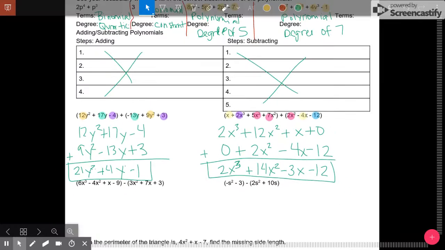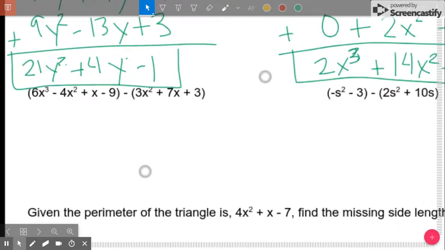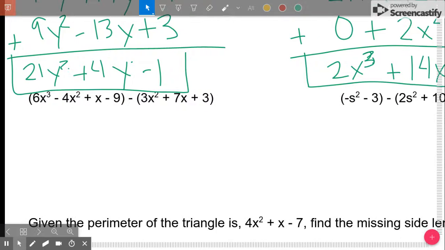Okay, so that goes over the addition ones. Let's next move down to the subtraction ones. So again, we're going to line up our terms, except with subtraction, remember, you change your subtraction to an addition sign, and then you change all the signs in it. So if it's positive, you change to negative. If it's negative, you change to positive.